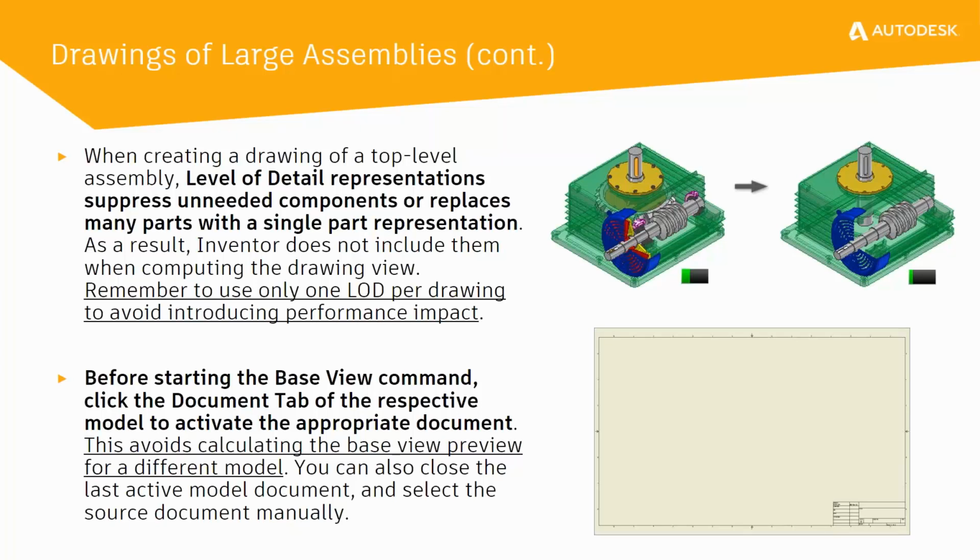The other thing you can do is, before starting the base view command, you can click the document tab of the respective model. So if you've got an assembly open that you want to actually place a view of, click the document tab of that respective model to activate that appropriate document. And this avoids calculating the base view preview for a different model. So it actually creates the base view that you're about to place based on the representation of that model that's currently loaded into memory.